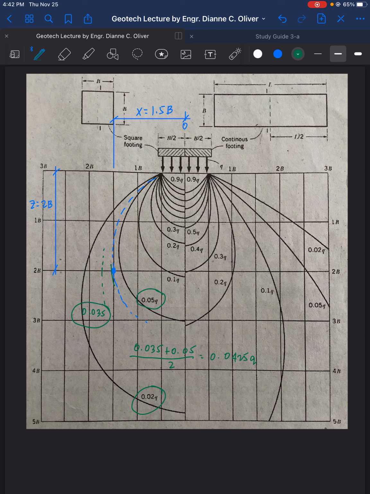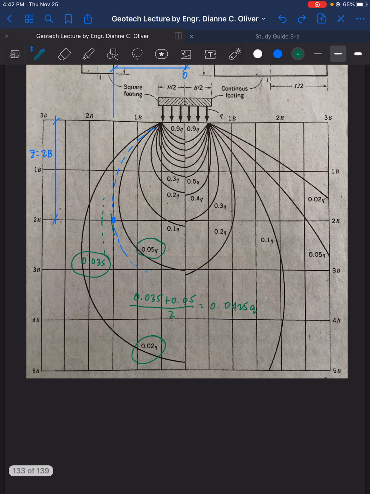Since it's in the middle and it's already near this point, I will just approximate this as 0.044 or 0.043. Again, what I'm doing here is an approximation. So okay, I will approximate it as 0.044. So this curve here, I will note, is approximated as 0.044Q.